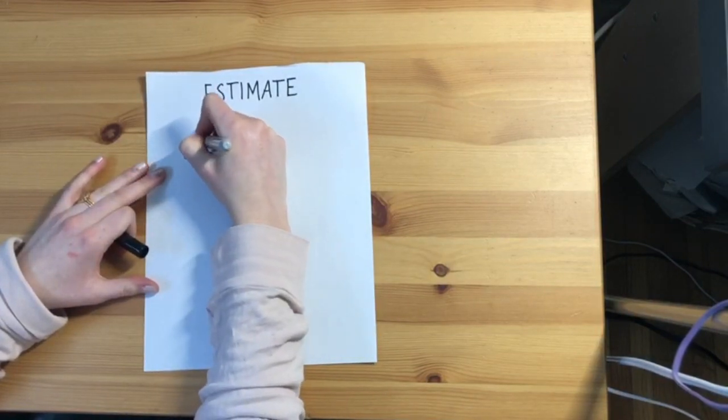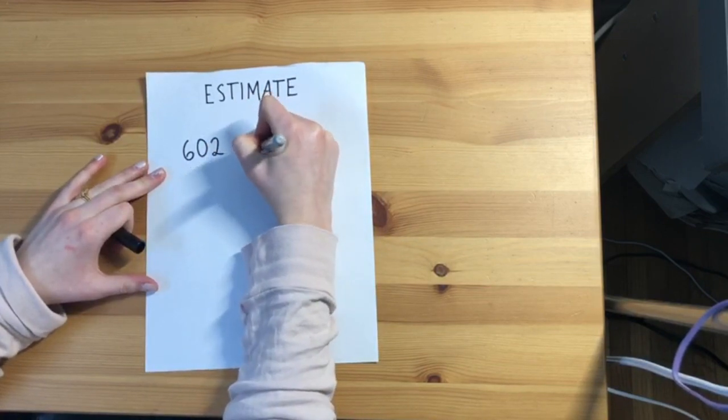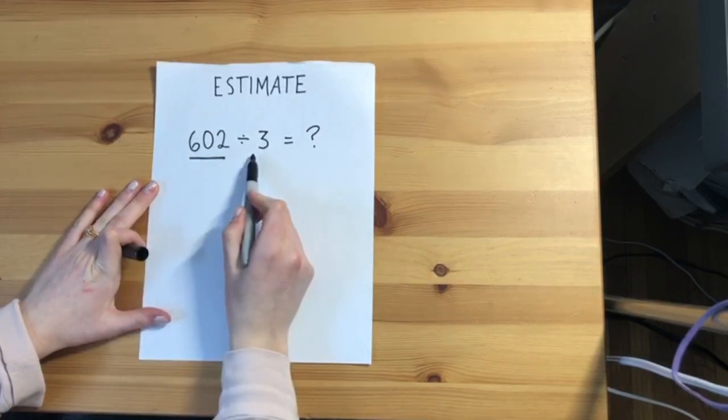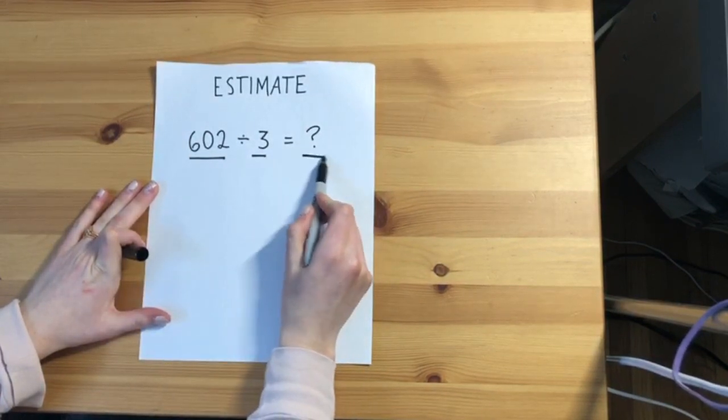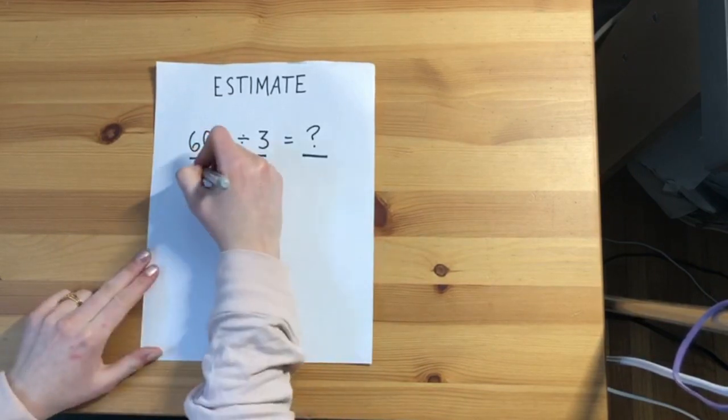Today, we are going to be solving this problem. 602 divided by 3. 602 is my dividend, 3 is my divisor, and I am trying to solve for my quotient. Let's start with an estimate.